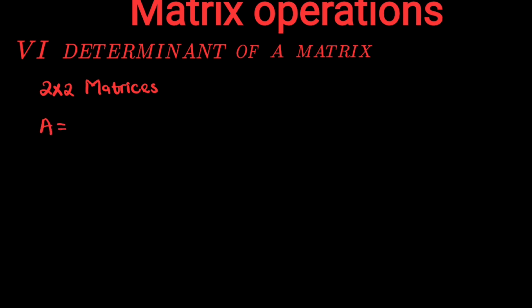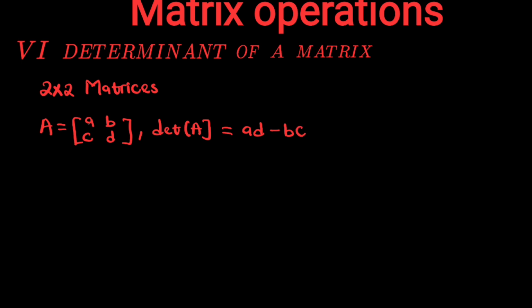Let's say we have a matrix A, which is A, B, C, and D. Then the determinant of this matrix is A times D minus B times C. So AD is at the diagonal. So this is the diagonal. These are the numbers at the diagonal.